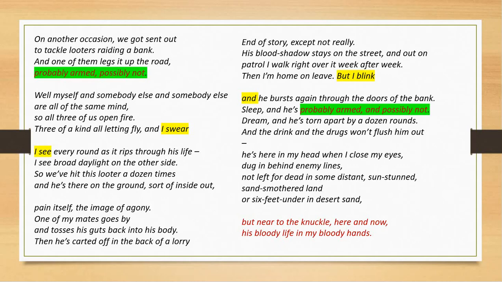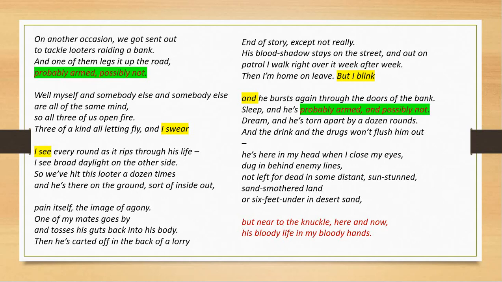Highlighted in green, probably armed, possibly not. Probably armed, possibly not. It's a cyclical structure. The poem starts, he's probably armed, he's possibly not, and that's repeated near the end. So cyclical structure. The beginning, we go in a full circle and we go back to where we started at the end. I swear, I see, but I blink and.